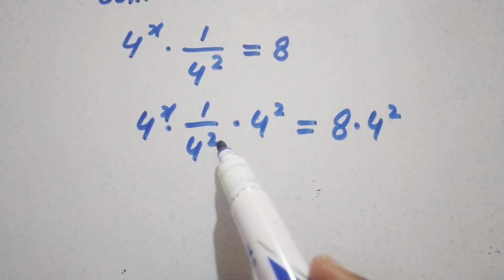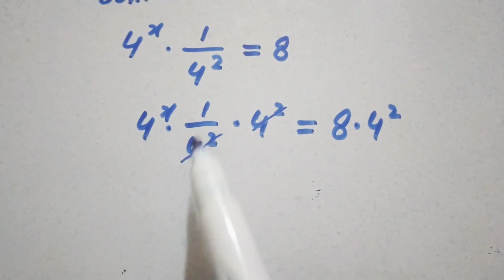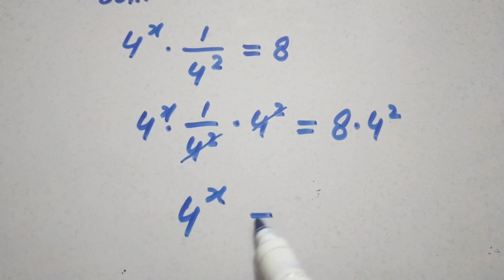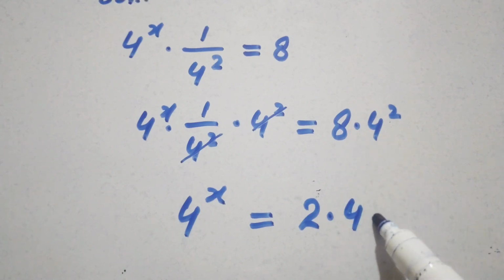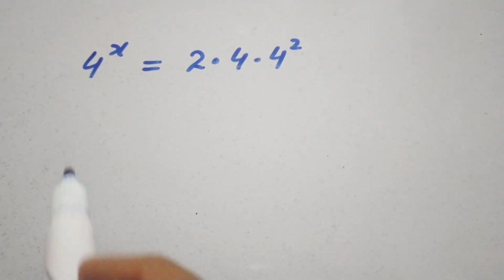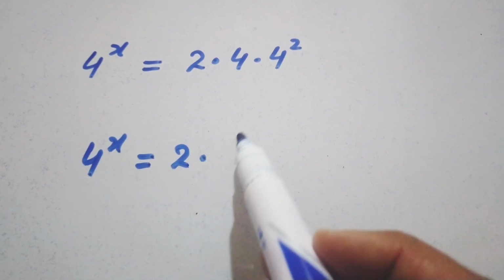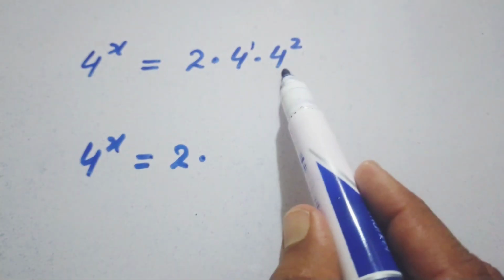So from the left hand side, 4 squared from denominator and 4 squared from numerator cancel out each other. We will be left with 4 power x multiplied by 1, which is 4 power x, equal to 8 into 4 squared. We can write 8 as 2 multiplied by 4. Now 4 power x is equal to 2 into 4 power 1 into 4 squared.